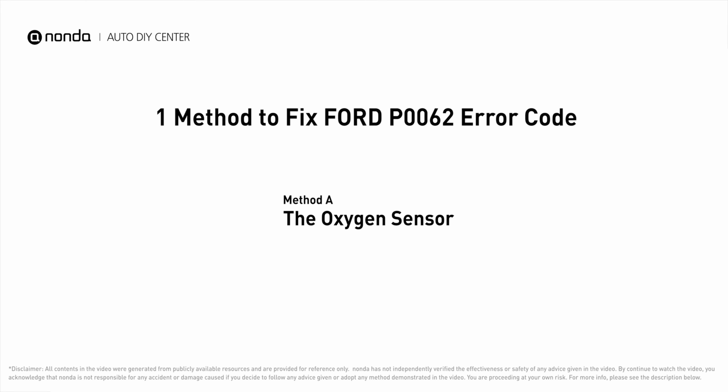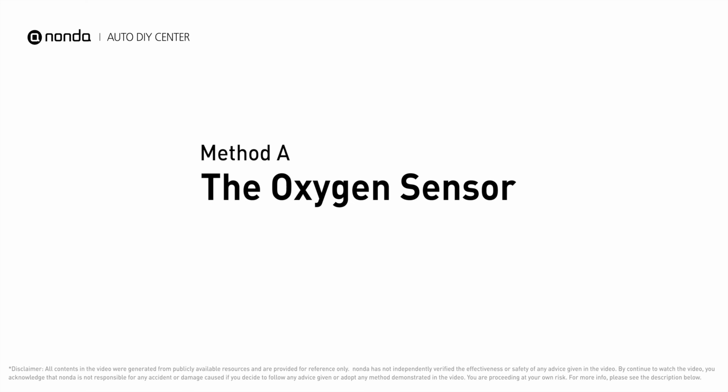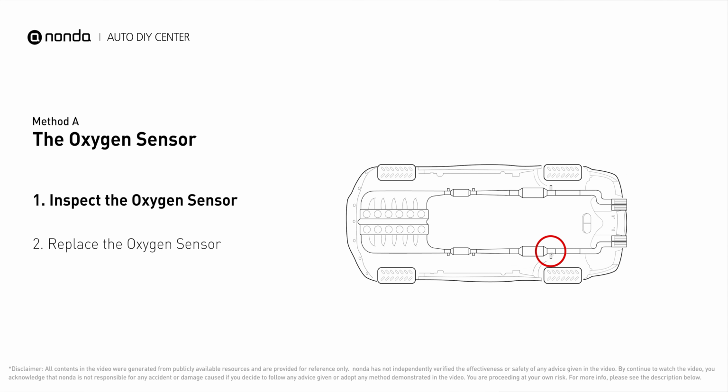Here is one of the most practical solutions to fix Ford's P0062 error code. Method A, the oxygen sensor. This oxygen sensor is located right after the catalytic converter. Bank 2 is on the side with the cylinder number 2. Sensor number 3 is downstream of the last catalyst in the exhaust system.